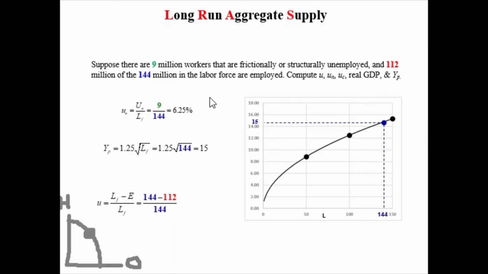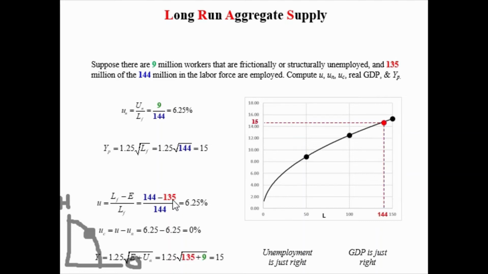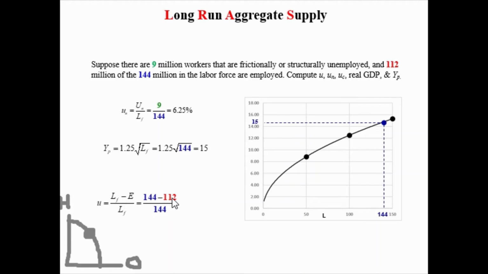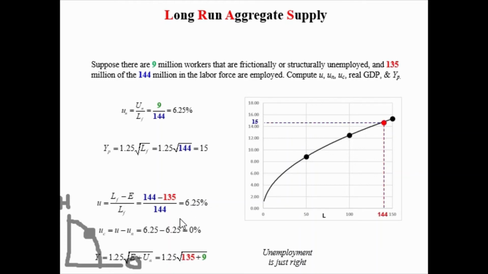Okay, in this situation, what happened? Suppose there's still 9 million workers who are frictionally or structurally unemployed, so the natural rate of unemployment does not change. And there's still 144 million people in the labor force. So these two things do not change. What has changed is the number of people who are employed. It went from 135 million to 112 million. See that? So the unemployment rate is going to change, and GDP is going to change. Cyclical or not, natural unemployment and potential GDP are not going to change.